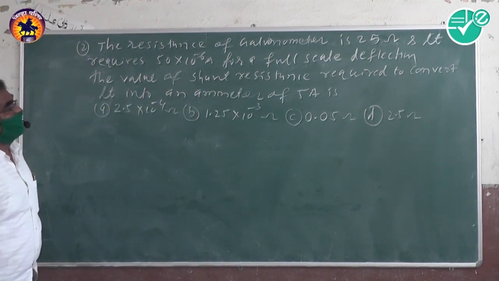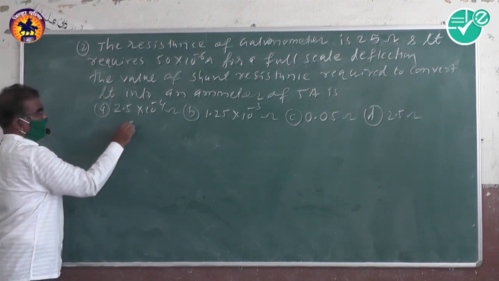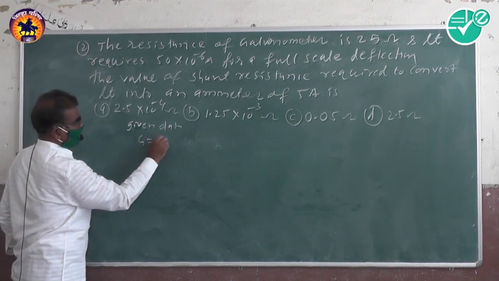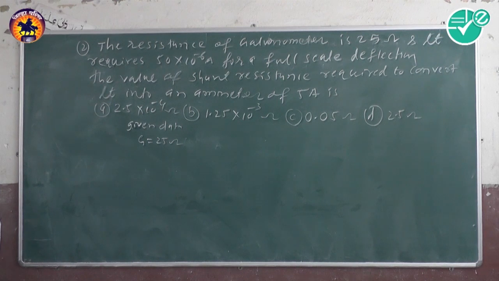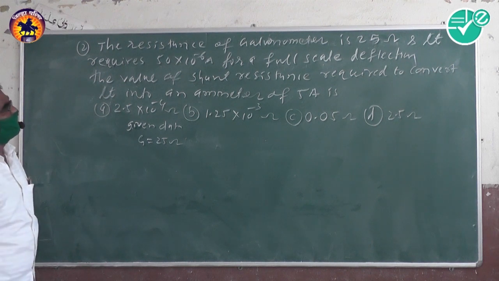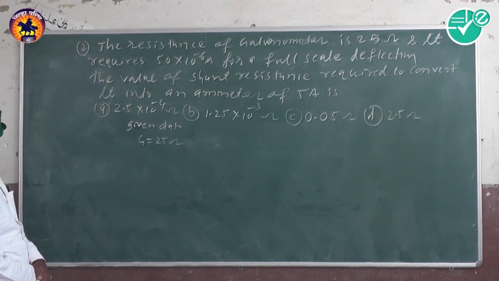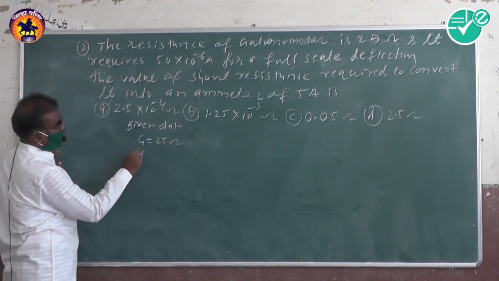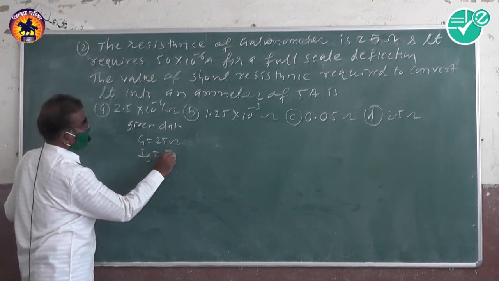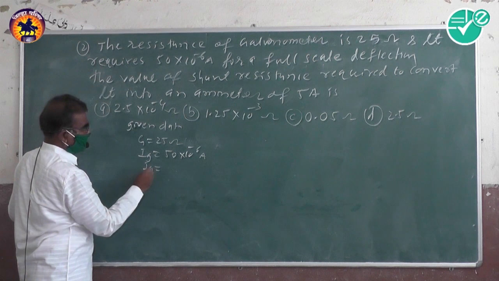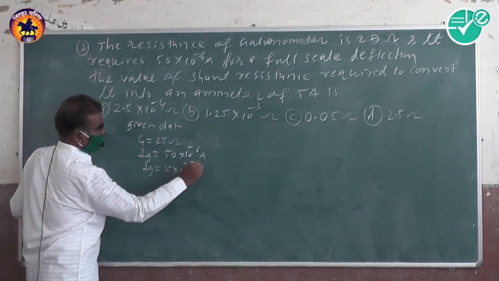The resistance of galvanometer G is given: G is 25 ohm. It requires 50 into 10 raised to minus 6 ampere for a full scale deflection. The value of Ig is given: Ig is 50 into 10 raised to minus 6 ampere, that is, Ig is equal to 5 into 10 raised to minus 5 ampere.